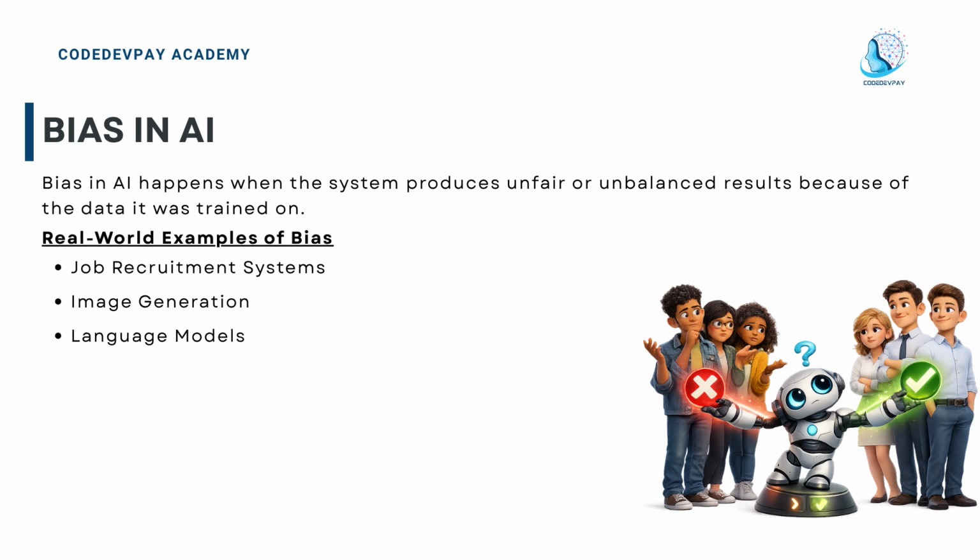So, how do we reduce the bias? The first one is we should always question AI outputs, cross-check with other sources, use diverse prompts, and we can also ask the question: is this fair, or is this balanced?